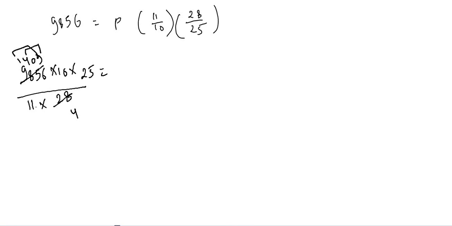No, it will not cancel with 11 table. We will simply multiply and divide. Okay, 2 2s are 4 and 2 5s are 10. Now nothing else is cancelling here, so we will simply multiply and then divide.